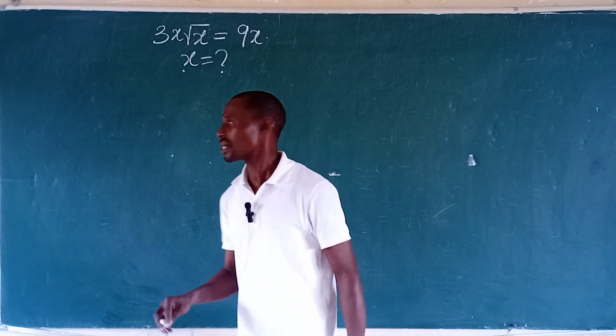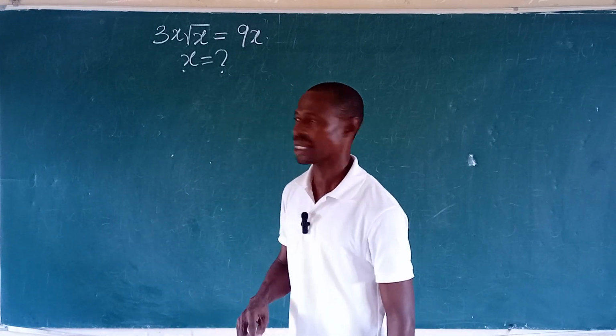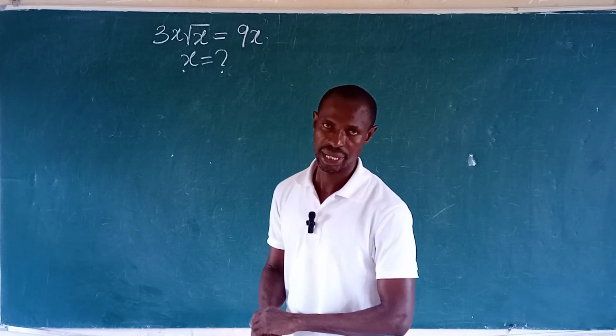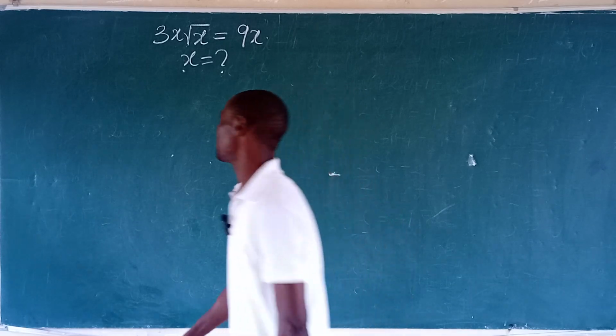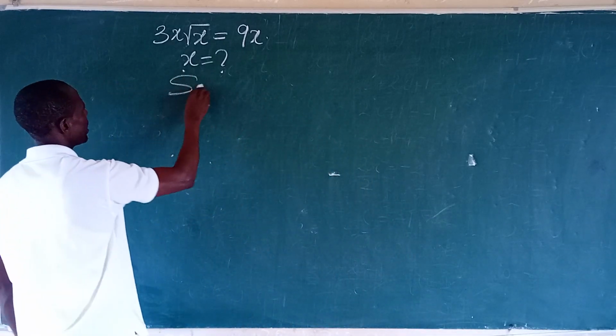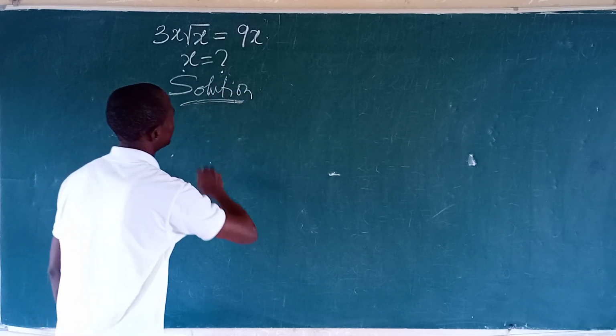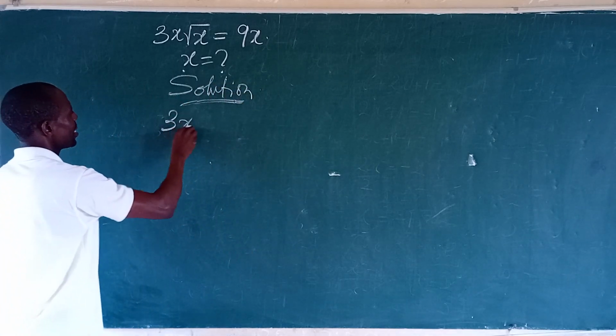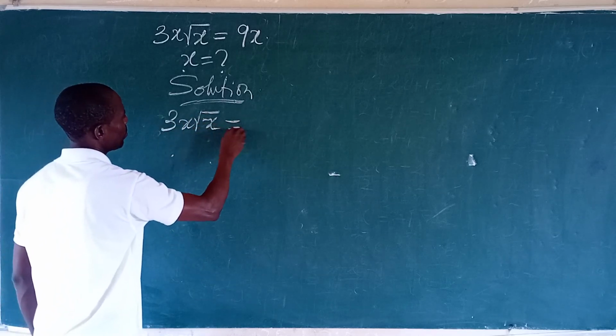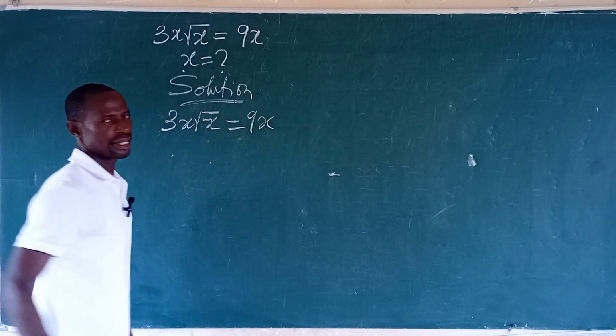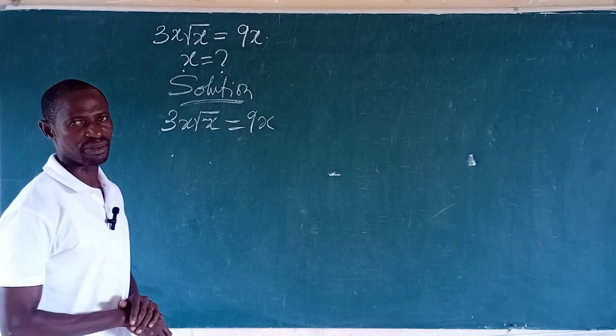Hello, welcome to class. Here we have this radical equation: 3x root x equal to 9x. What is the value of x here? So we take our solution as usual. All right, so we have 3x root x equal to 9x. So how do we solve this radical equation?